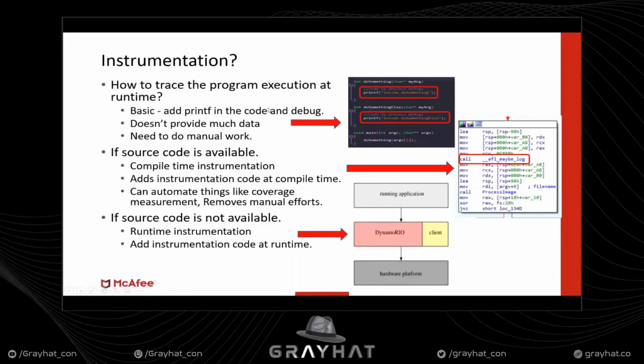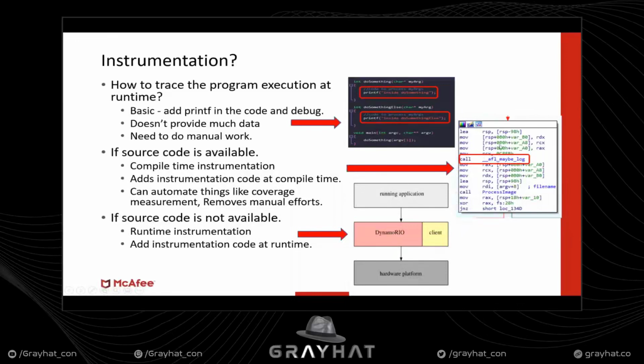So there is another technique which is called compile time instrumentation. In compile time instrumentation, the compiler adds instrumentation code at compile time, something like this that you can see over here. This is disassembled code, and when you disassemble an instrumented binary, you will see some code like this.